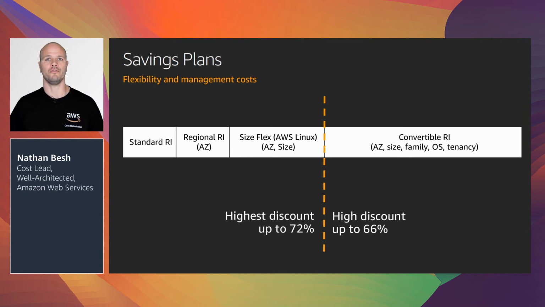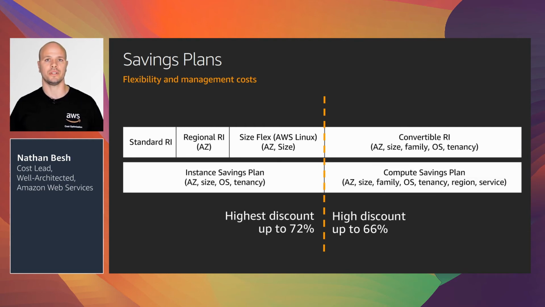We then introduced the convertible RIs. These gave you more flexibility, more features, but you had to pay a little extra, hence they were at a discount rate of slightly less, 66%. These gave you flexibility of operating system or tenancy. However, you had to make the change and there were some operational costs involved.